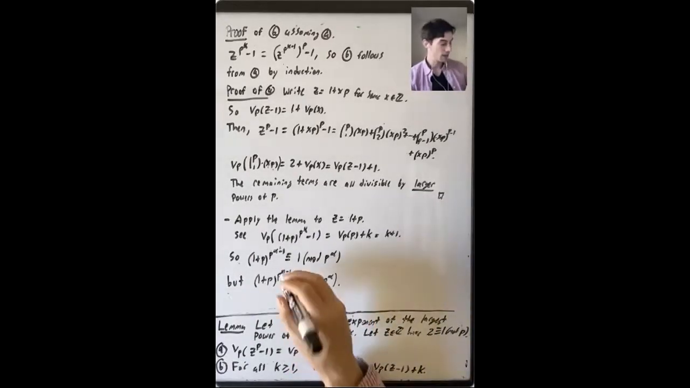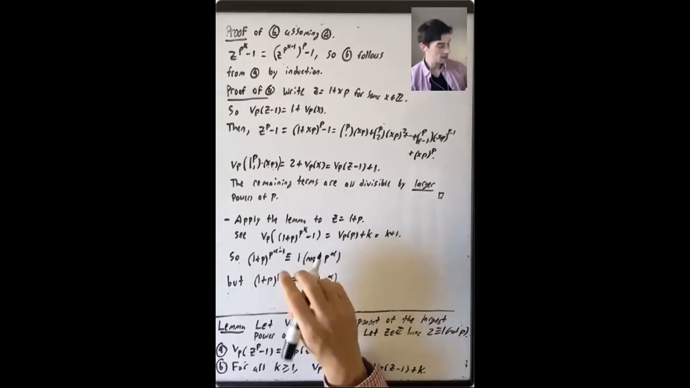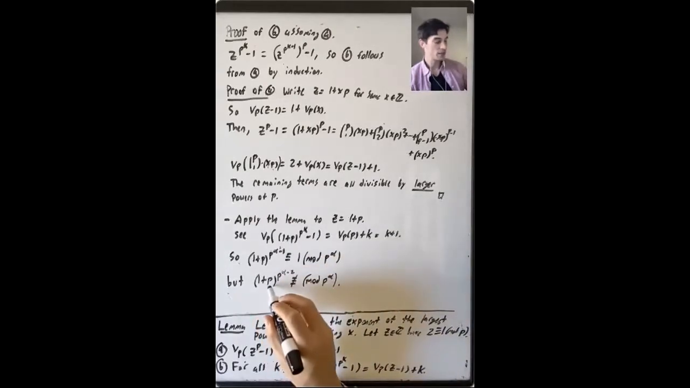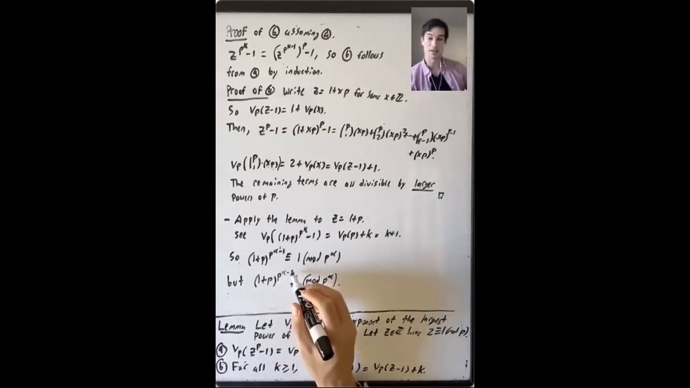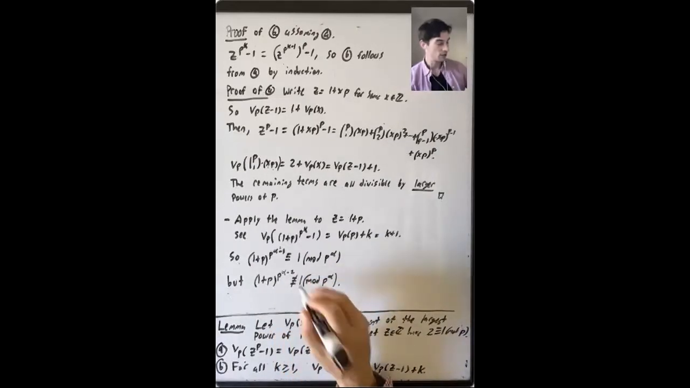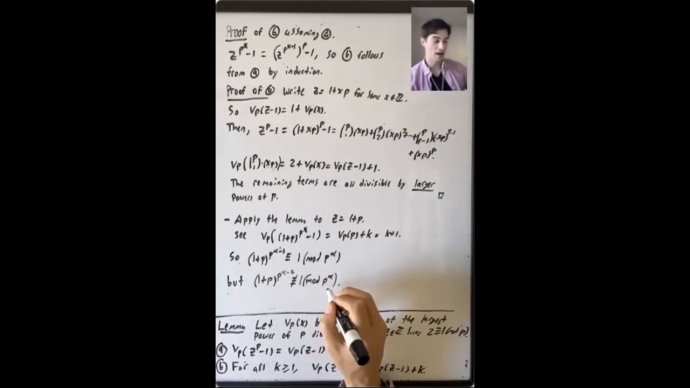But, sorry, this n should be an alpha. If instead you take 1 plus p to the p to the alpha minus 2, this is not congruent to 1 modulo p to the alpha.